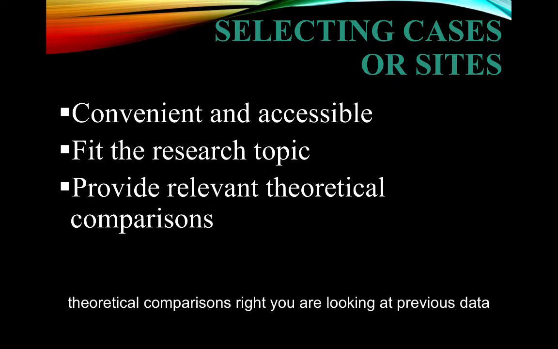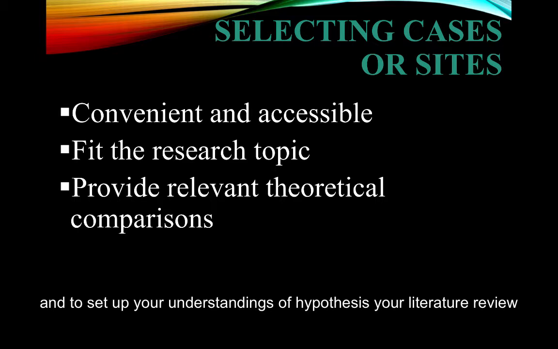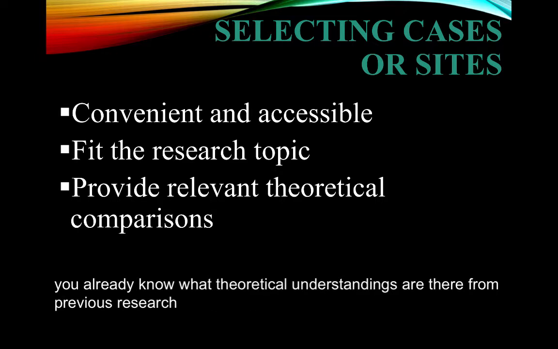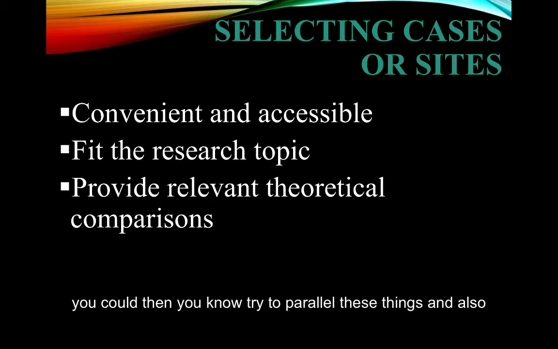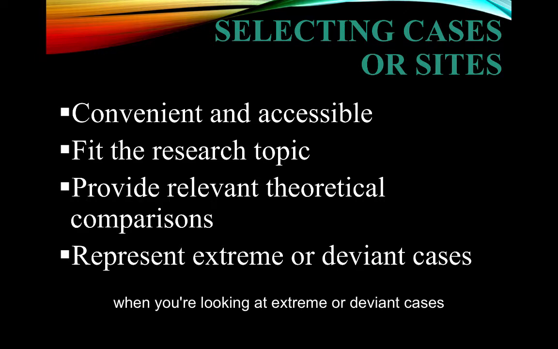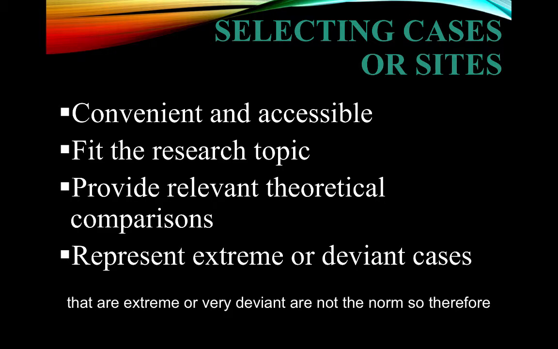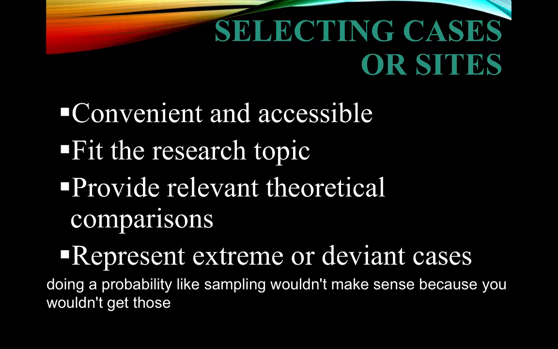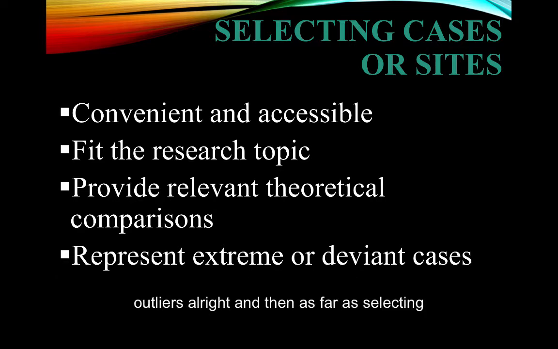You're looking at previous data to set up your understandings of your hypothesis in your literature review. You already know what theoretical understandings are there from previous research. You could then try to parallel these things. And also, when you're looking at extreme or deviant cases, then you really need to have very clear ways to pick cases that actually fit that criteria, right? People that are extreme or very deviant are not the norm. So therefore, doing probability sampling would really not make sense because you wouldn't get those outliers.